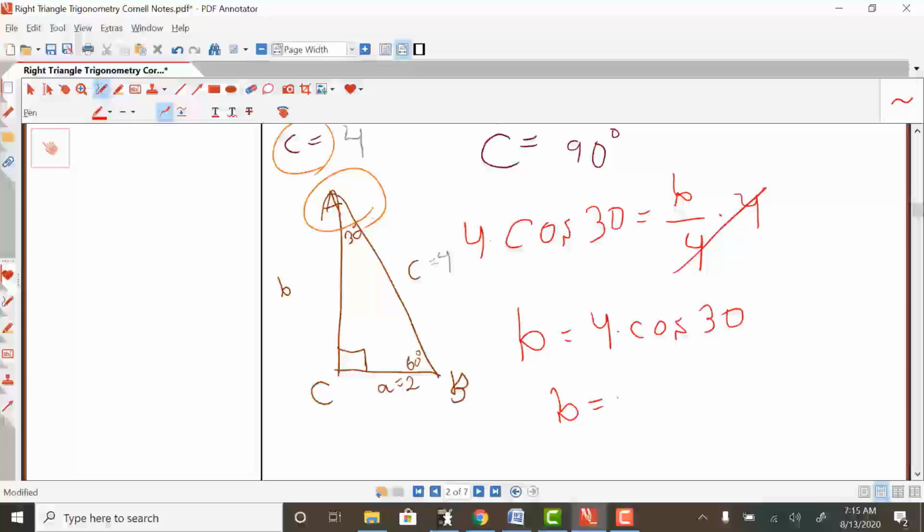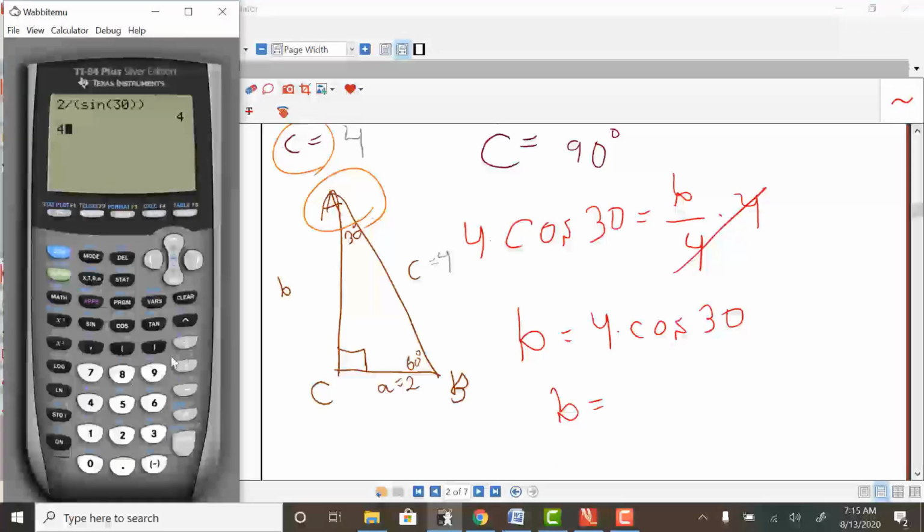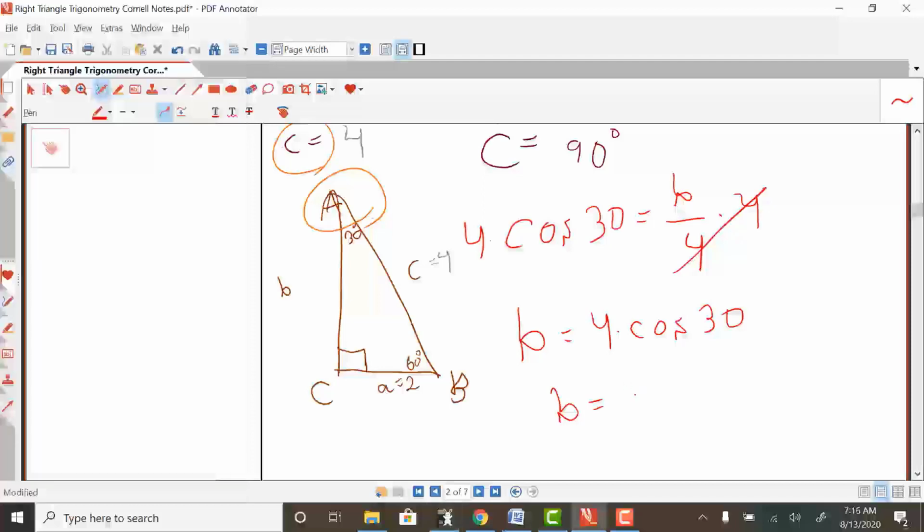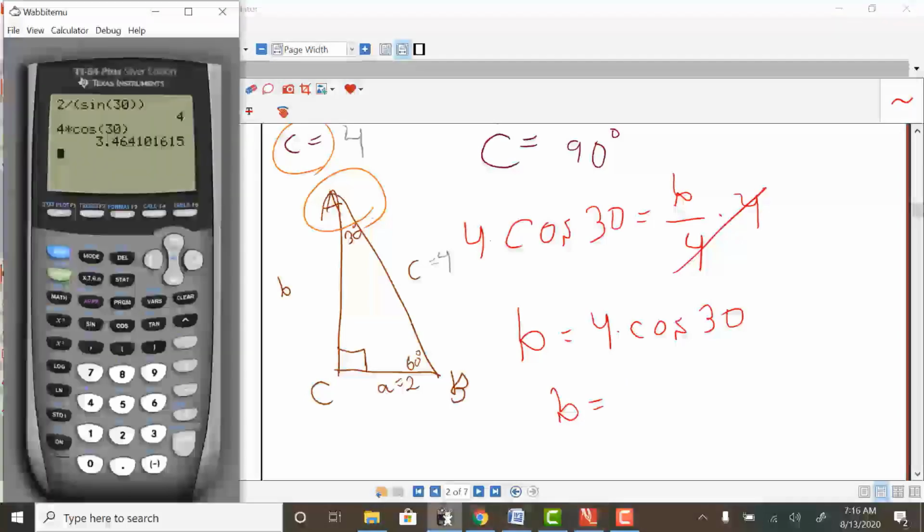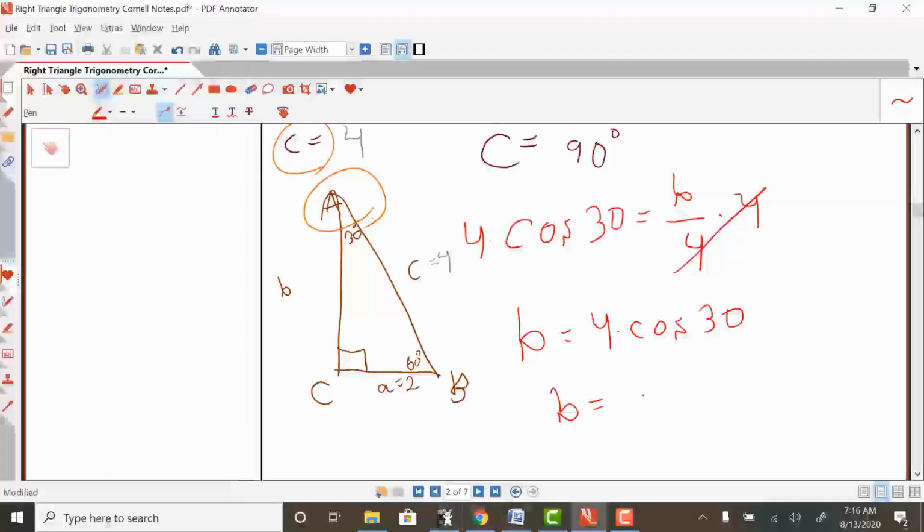So remember, if your variable is in the denominator, you will divide. If your variable is in the numerator, you will multiply. Let's put this in the calculator. 4 times cosine 30. And it's a decimal value. 3.464 would be fine with me.